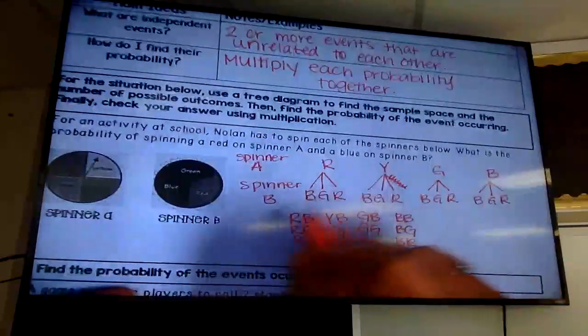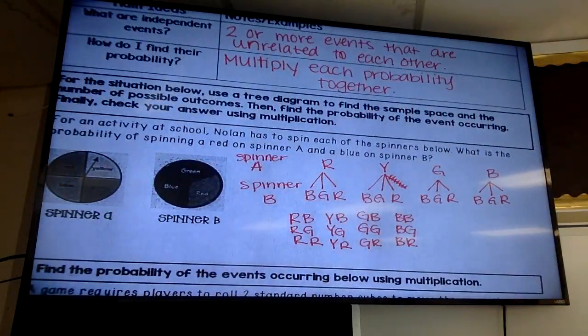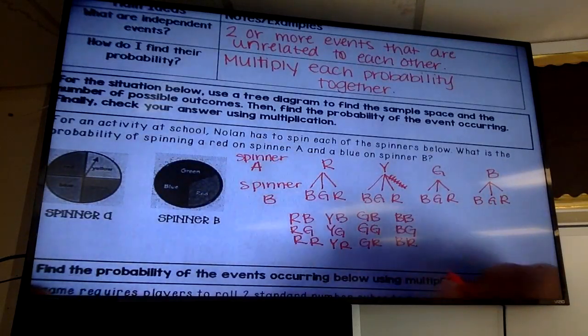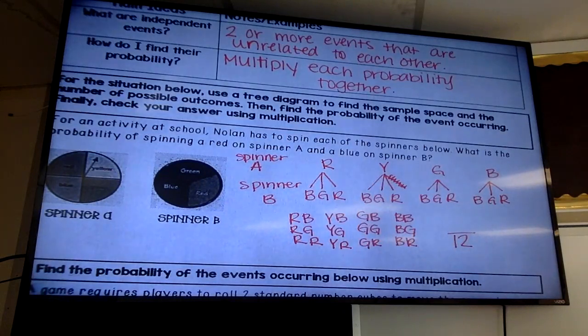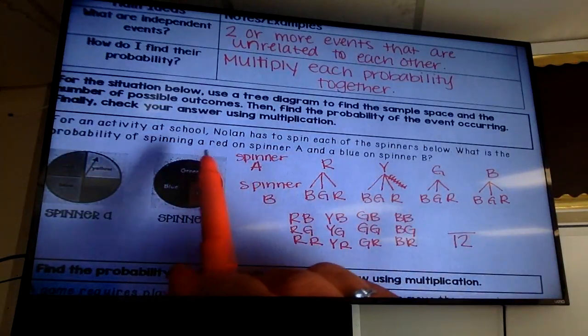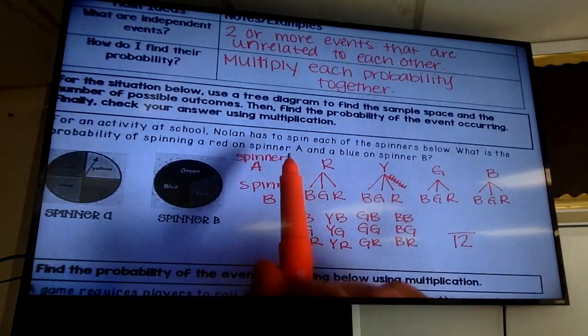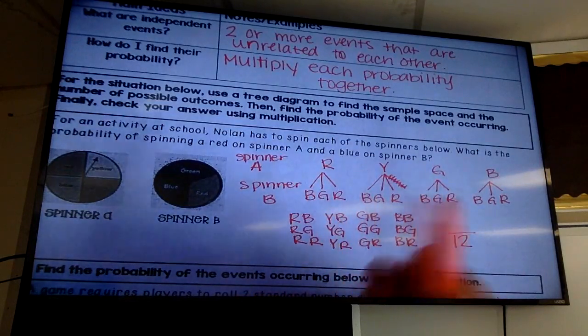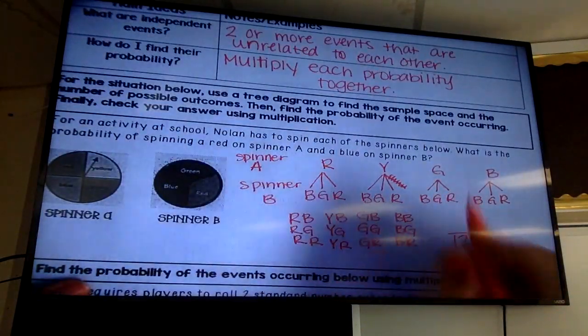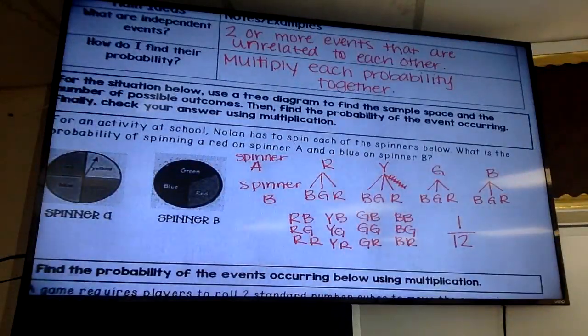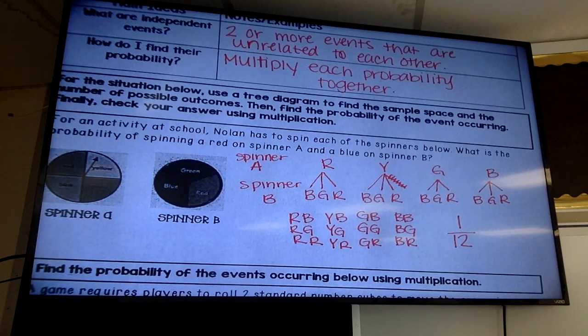Okay, this is my sample space. It's a list of all the possible outcomes. How many possible outcomes are there? If I count them all up, I find out there's 12 possible outcomes. And this one says specifically spinning a red on spinner A and a blue on spinner B. So R has to come first with B coming second. And when I look, there's only 1 out of 12 ways that would happen. So I have a 1 in 12 shot of spinning a red and then a blue.